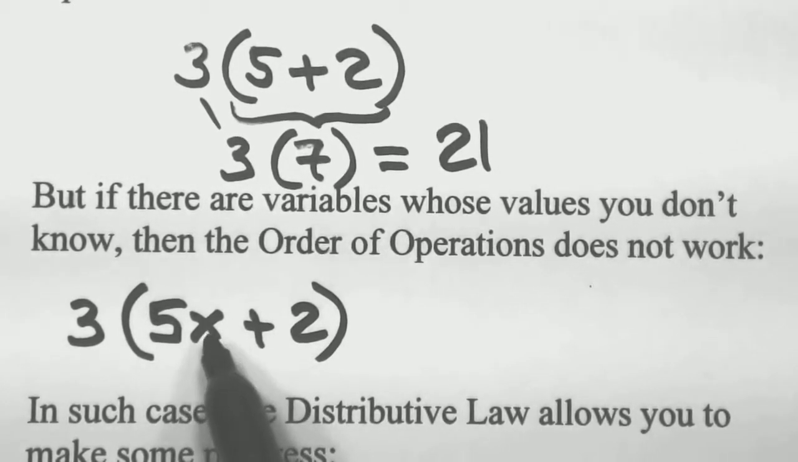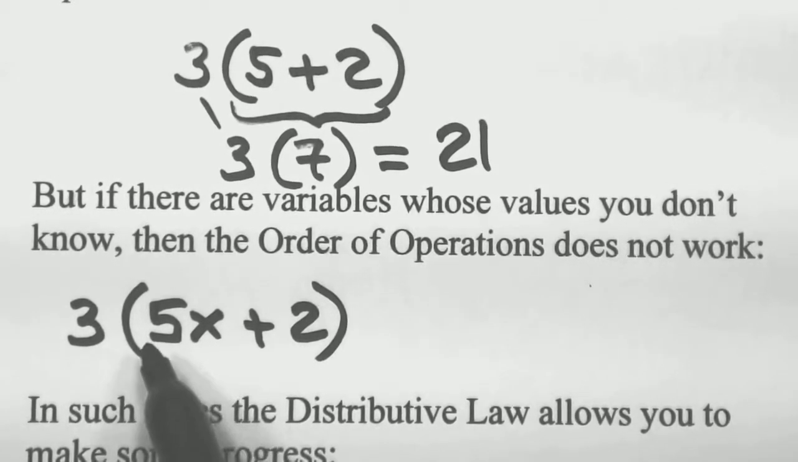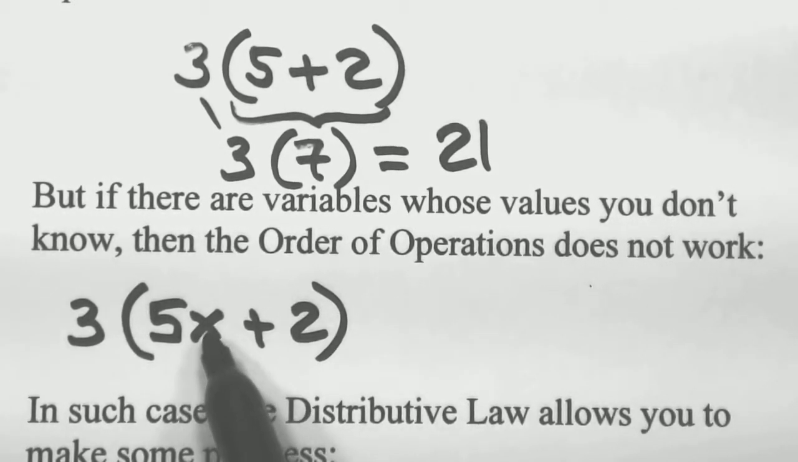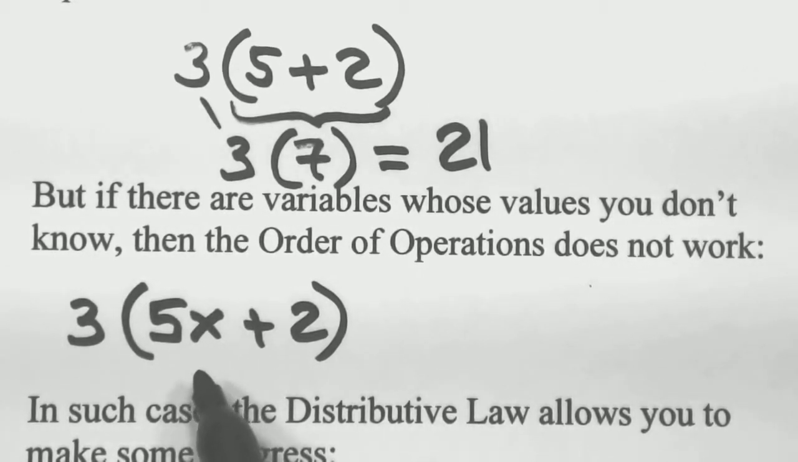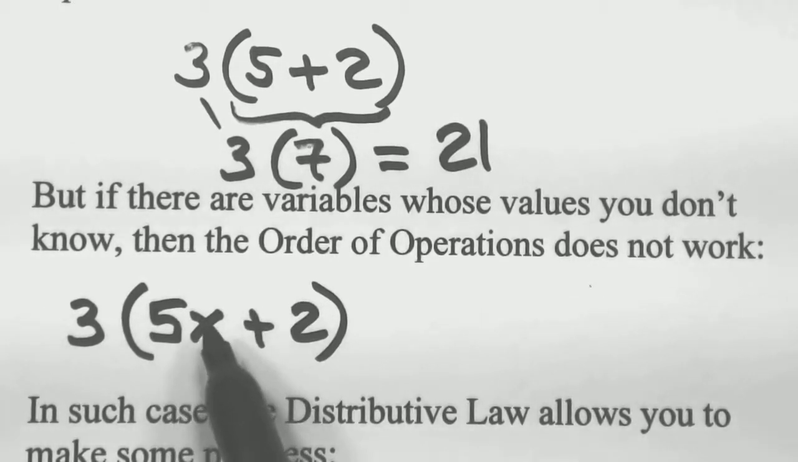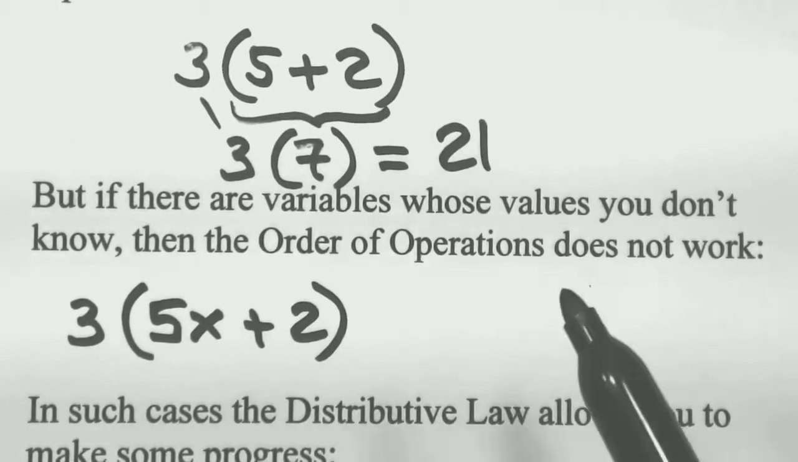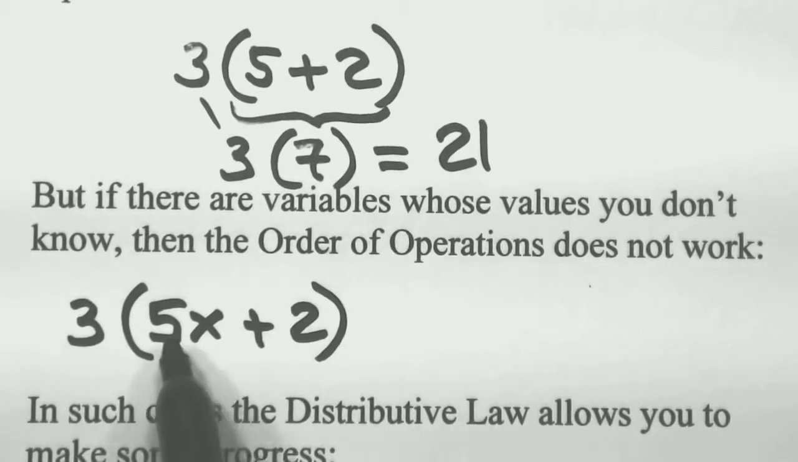So in a case like this, the order of operations is actually defeated. It tells you what to do, but since you don't know the value of the x, you can't do that. So what we've worked up in algebra is a way to be able to make some progress. We're still not going to get down to a final numeric answer because we don't know what the x is, but notice this. You see this 3 in front of the parens.